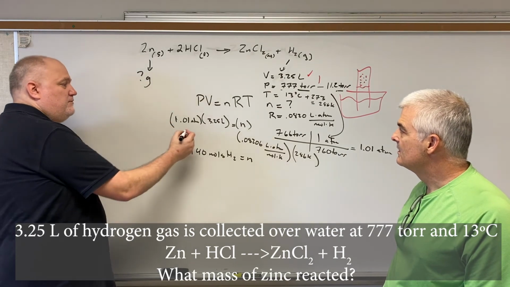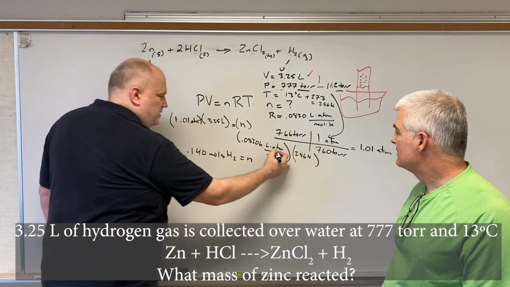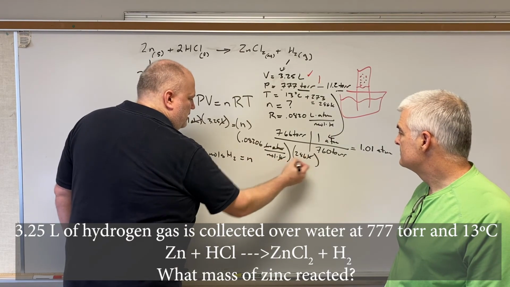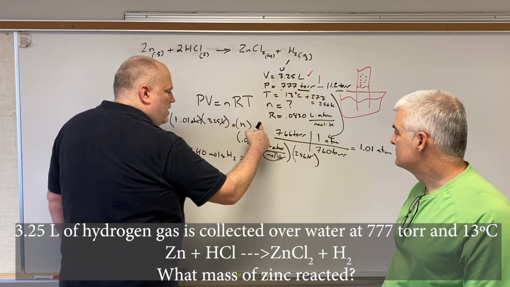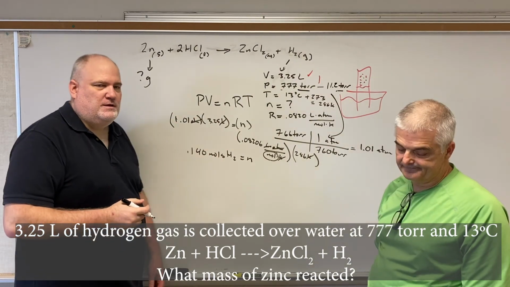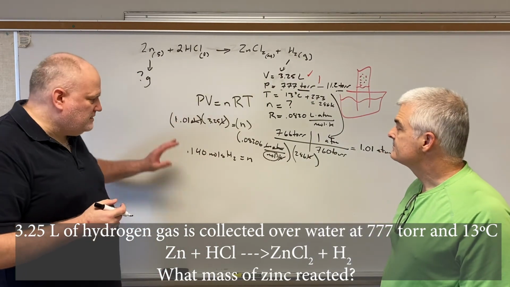Just in case you're wondering, for canceling purposes, we have atm here, atm here, we have L here, L here, we have K here, K here. Our moles, it's 1 over mole, which is the same as having a mole flipped, divided by a reciprocal. But this is our number of moles.